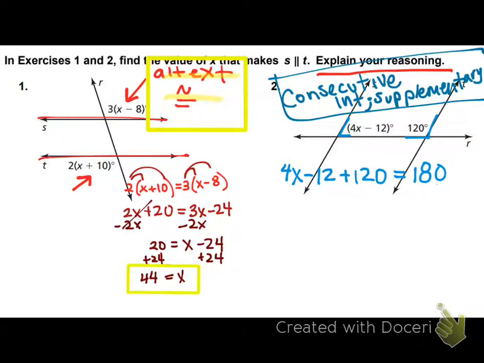Do we know? If I know they add up to 180, I could subtract 120 from 180 and find out what 4x minus 12 equals. Because I know these two add up to 180. If this one's 120, what is this angle going to equal? 60, because 60 plus 120 is 180. So these are the options. Either one is correct.